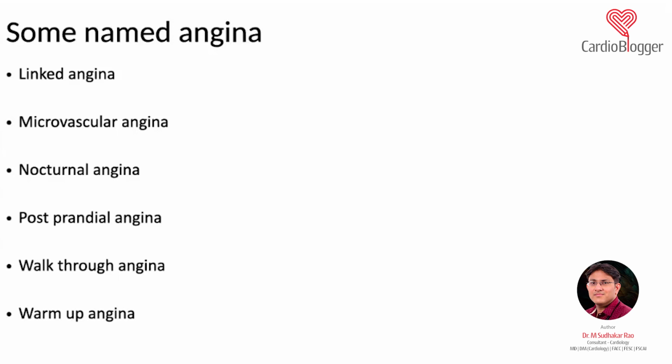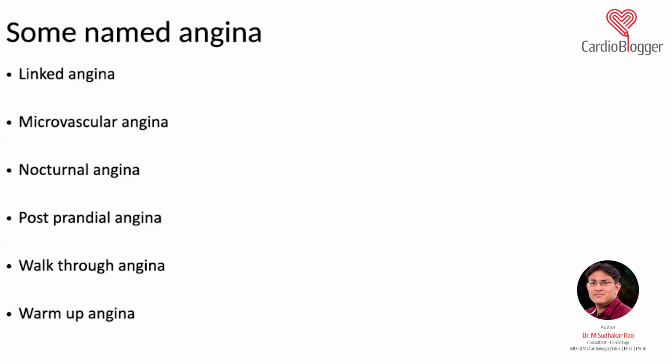Walk-through angina. Now, this is one important thing. Walk-through angina typically happens in patients with chronic total occlusion, meaning a vessel which is 100% occluded. The patient starts walking, he will have angina. Subsequently, as he keeps walking, the angina disappears. Why? Because of the formation of collaterals. We know there are natural bypass collaterals which form. It is known as walk-through angina.